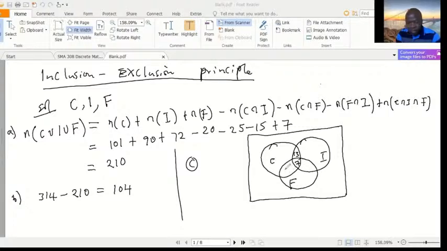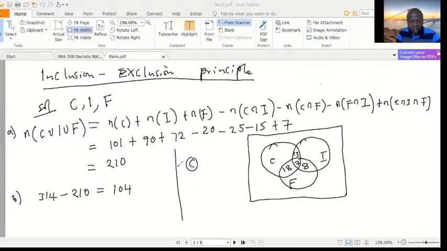Then the question says that we have this 25 who took both car and fees. Car and fees 25. But we already have 7 inside this 25, so that means we are left with 18. And then we have this 15 who took fees and investment. Fees and investment 15. So this intersection must be 15, but we already have 7 in it, so we are left with 8.